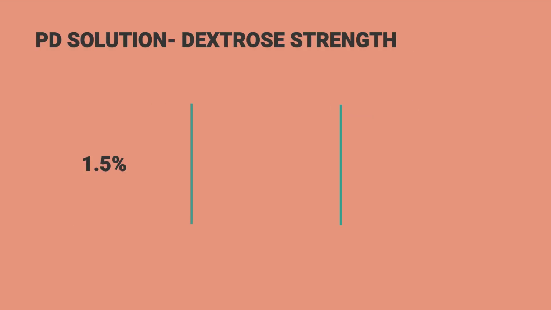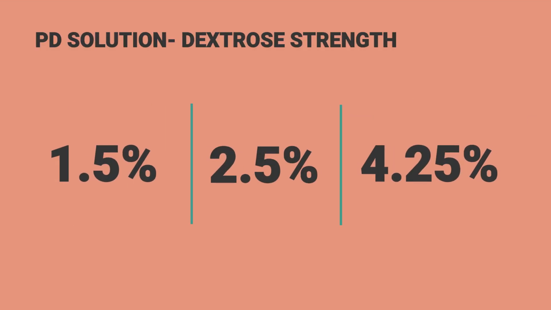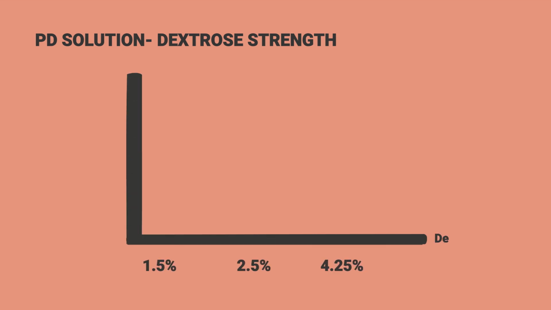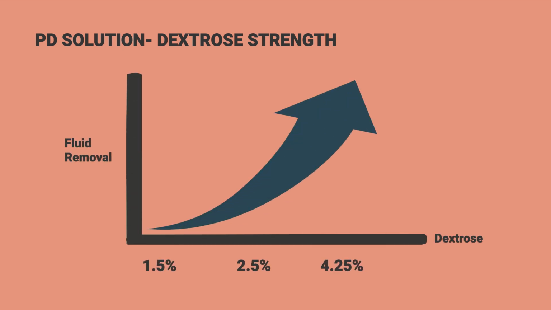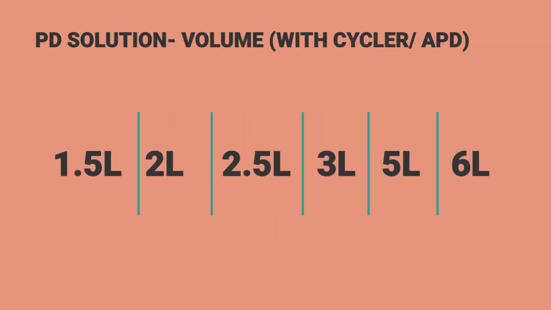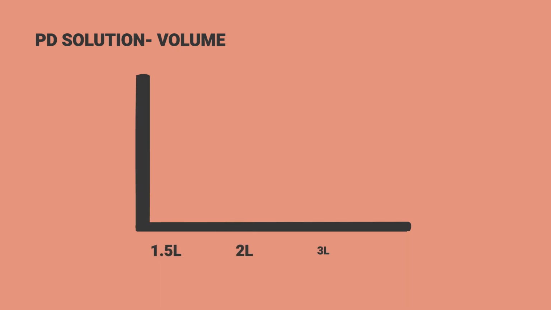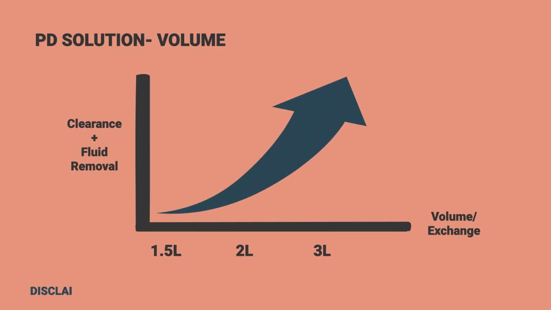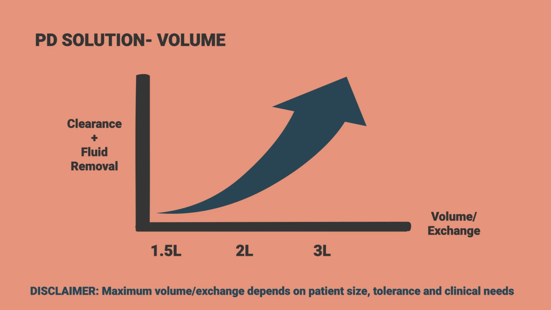PD solutions are available in 3 dextrose strengths. The higher the solution, the more fluid it can remove. There's a PD solution called icodextrin that is non-dextrose based, and it can do ultrafiltration with an extended dwell time. PD solution also comes in different volumes. Larger volumes enhance filtration, but should be chosen based on size and comfort. Some patients may experience discomfort with a larger volume of solution.